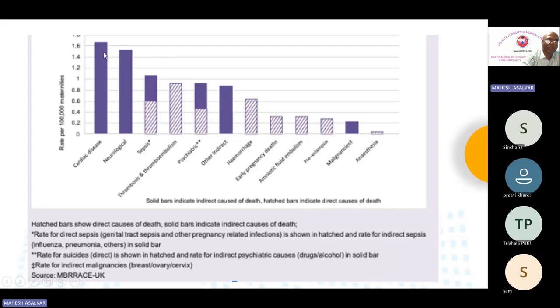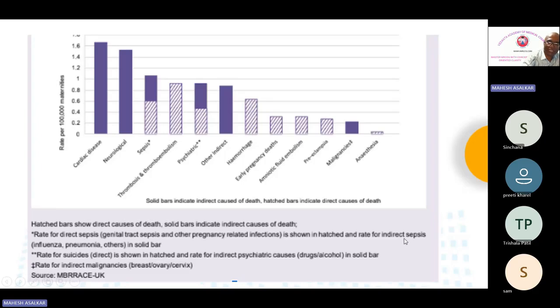Okay, so we have mentioned that the leading cause is cardiac. This is the highest indirect cause, followed by the neurological, in which you have stroke and epilepsy. Then sepsis, there are two. Sepsis can be direct and it can also be indirect. Direct sepsis will be the genital tract related sepsis, and indirect sepsis will be like influenza, pneumonia, others.